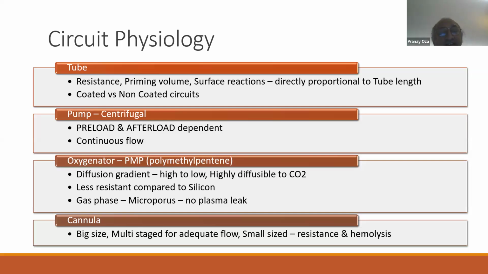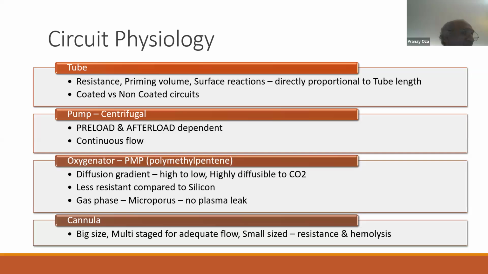It has less resistance compared to the silicone oxygenator. Initially, the silicone oxygenator was the only one which was FDA approved. But for the last few years, we have been using only the PMP oxygenator for long-term ECMO. It has a gas phase, and the gas phase is microporous. So you don't usually see a plasma leak, which was the most characteristic problem of hollow fiber oxygenators like polypropylene. But in PMP, we don't see a plasma leak.